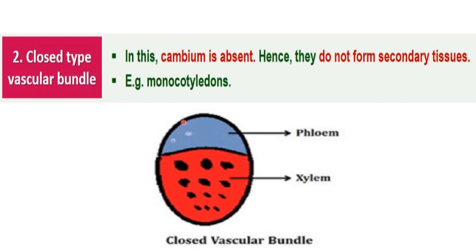And such type of vascular bundles are found in monocots. In most of the monocot plants, as you know, those plants are soft, because secondary growth doesn't occur, and bark is formed only after secondary growth, right? So there is no bark in those plants. So we can say in monocots closed type of vascular bundle is found and there is no secondary growth. There is no cambium ring and hence there is no formation of secondary xylem and secondary phloem.